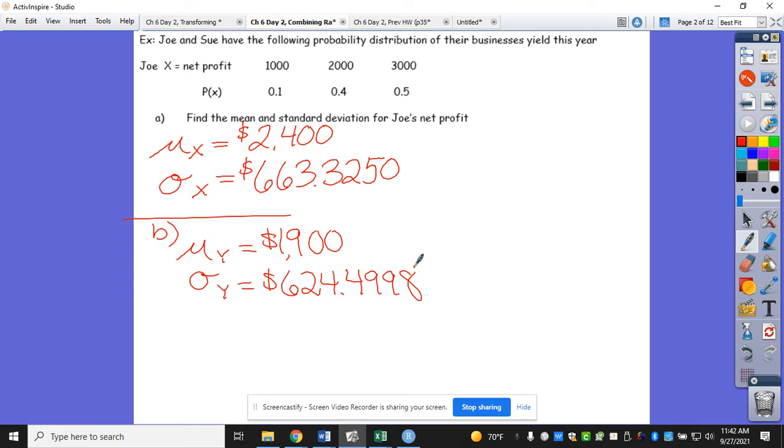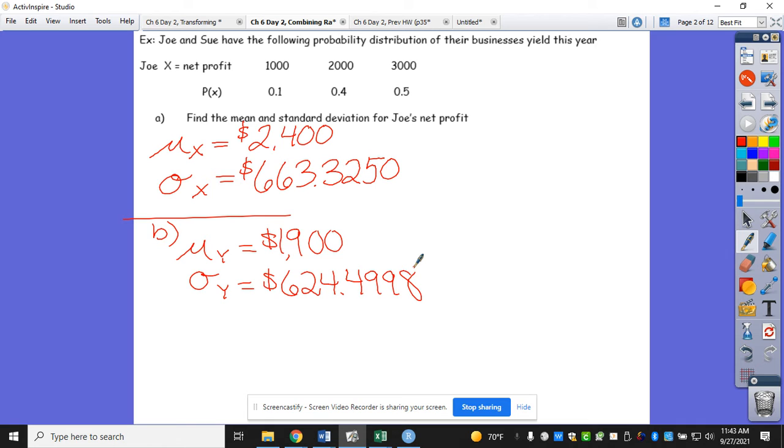All right, so Joe makes an average of $2,400, standard deviation of 663.3250. Sue makes an average of $1,900 with a standard deviation of 624.4998. So let's say they live together, they want to put their money together, they want to see how much money they have on average, they want to know how much their money also is going to vary by.